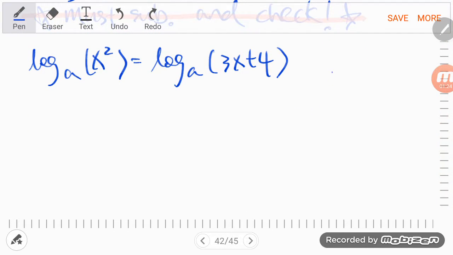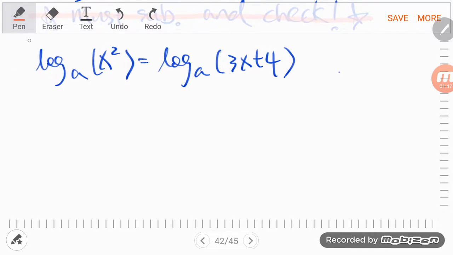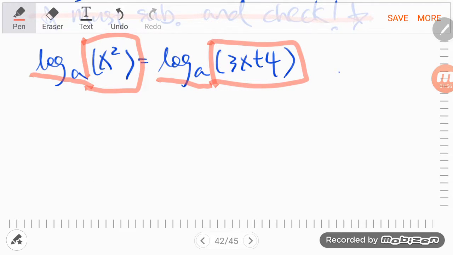Okay, so let's do the first one. Here I have log x squared, to the base of a, is equal to log of 3x plus 4 to the base of a. So what I'm trying to solve is my x over here. I'm not sure if you see this, so let's use color coding to help us out. I have log a of something on the left, equal to log a of something on the right.